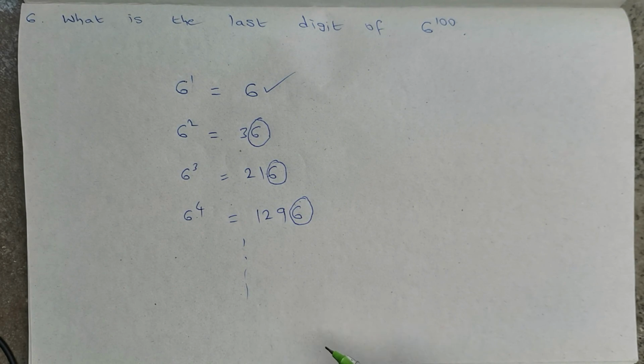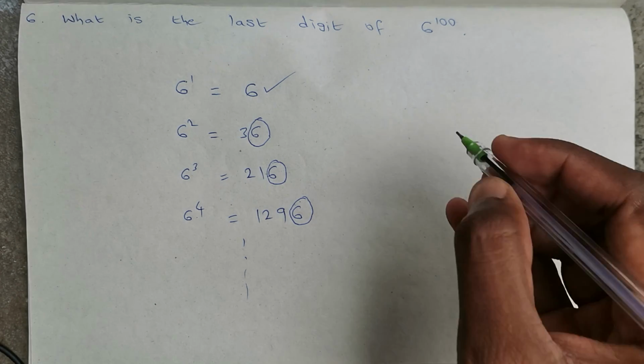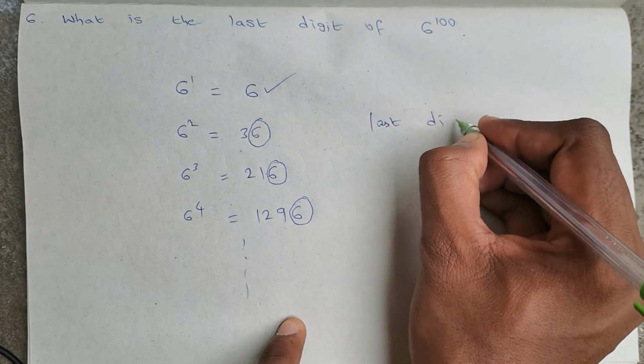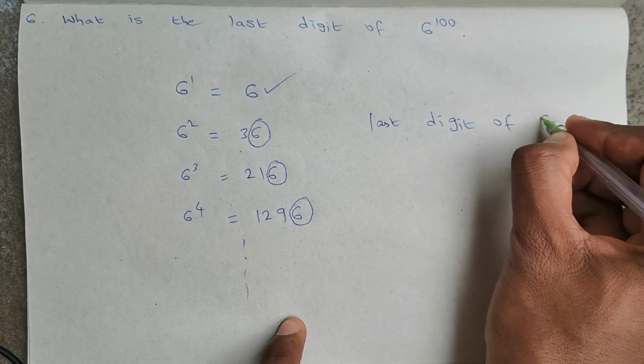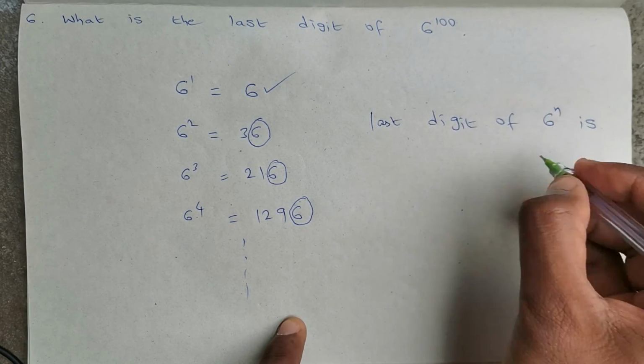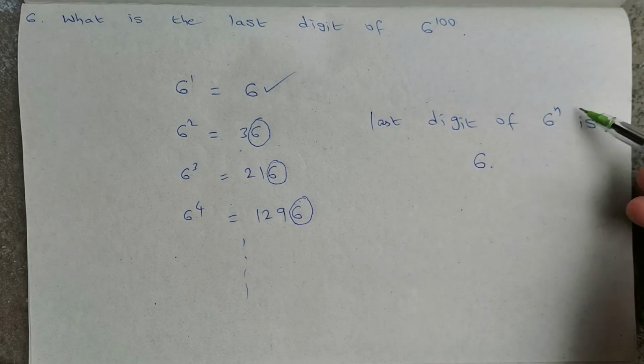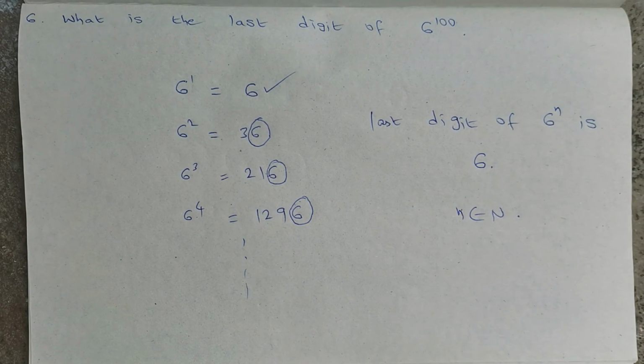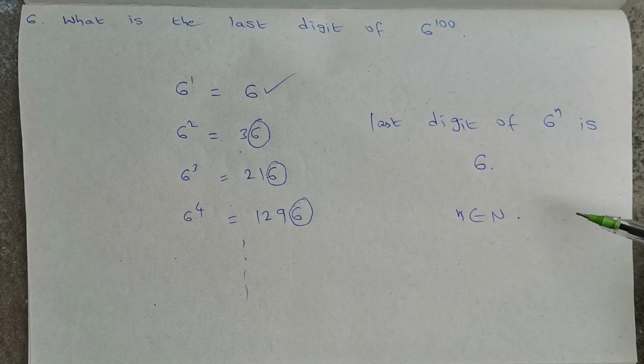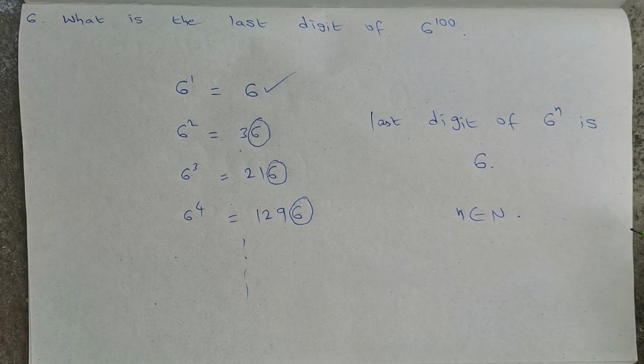The same way 6 power 5, 6 power 6, 6 power 1000, 6 power 100, 6 power 25, 6 power 36, whatever the power for 6 may be, always the last digit is 6 only. So the last digit of 6 power n is 6 only. N is a natural number, N belongs to natural numbers. Because if you take whole numbers and substitute 0, 6 power 0 is 1. So that's why we always consider n as natural numbers only. So 6 power any natural number always has last digit 6.